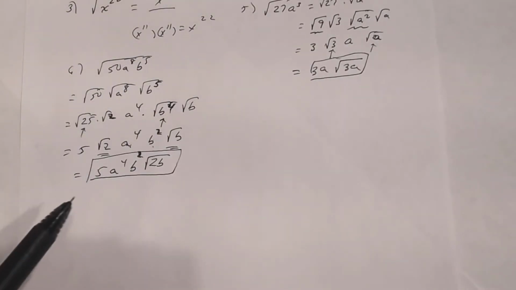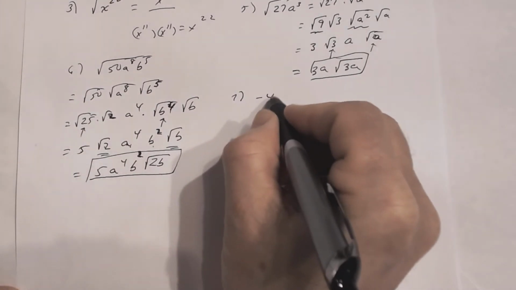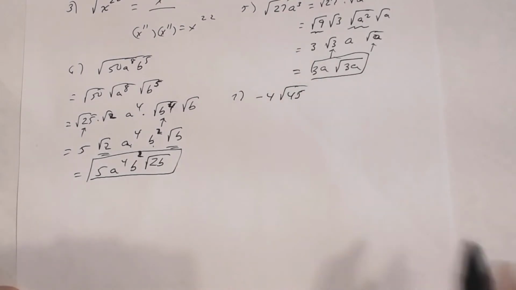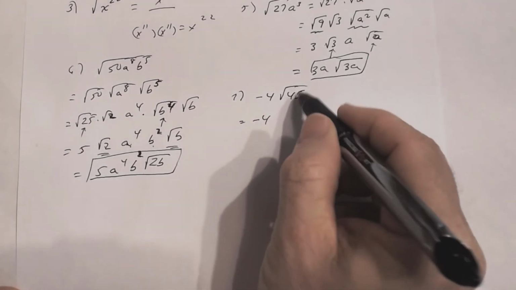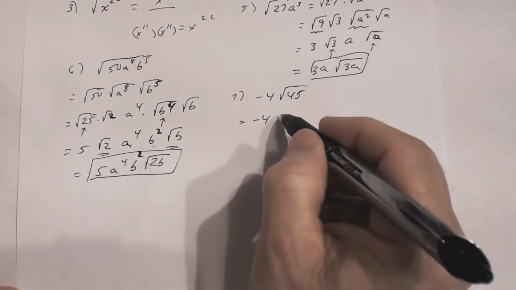Okay. All right, number 7. Number 7, we have negative 4 times the square root of 45. All right, so there are no variables here, so that should be the easy kind. So I get negative 4. Now, we got to simplify the square root of 45. So the largest perfect square that goes into 45 is 9.